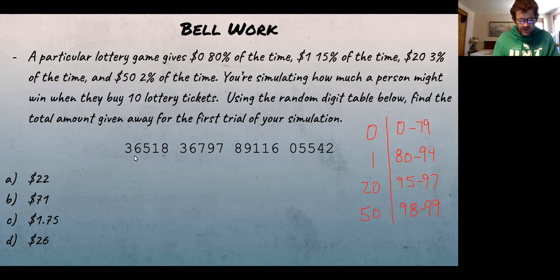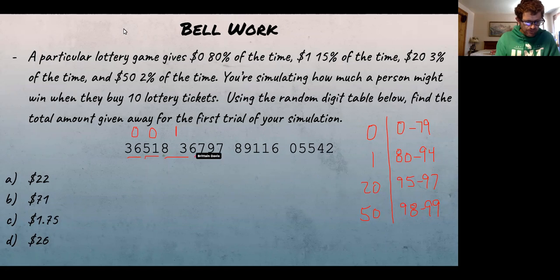So now, as we go along, we're simulating how much a person might win when they buy 10 lottery tickets. In this case, this would be one trial. This is not the actual answer like we saw yesterday. In my first trial, I start with these digits. My first two are 36, well, that's $0. 51, that's also $0, in the range of 0. 83 falls in the range of $1. I've earned $1 so far.